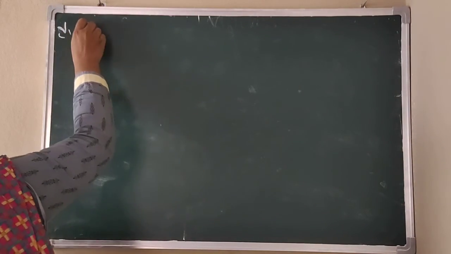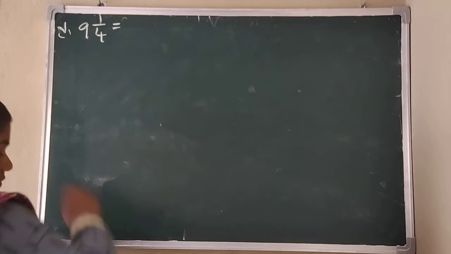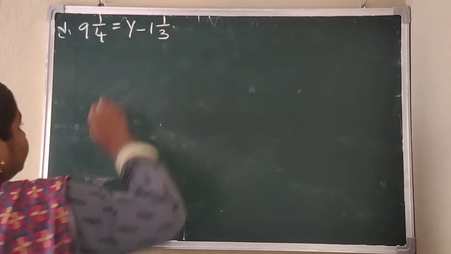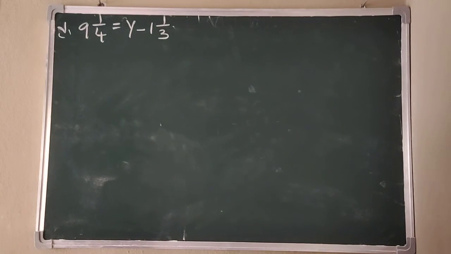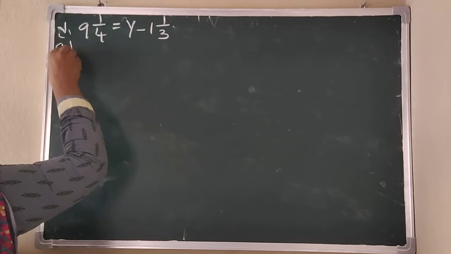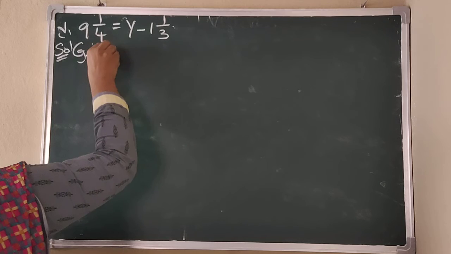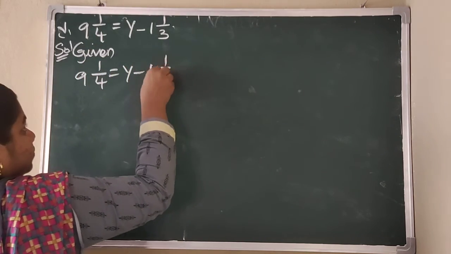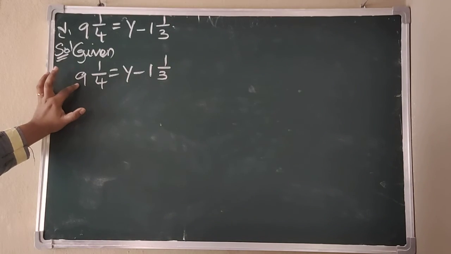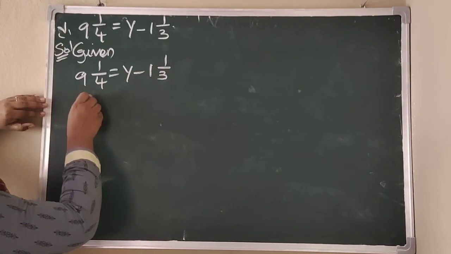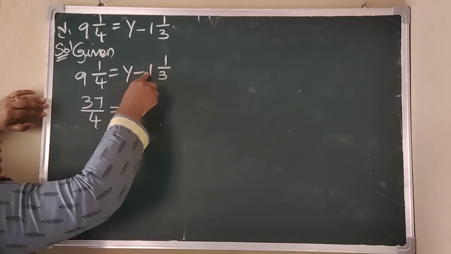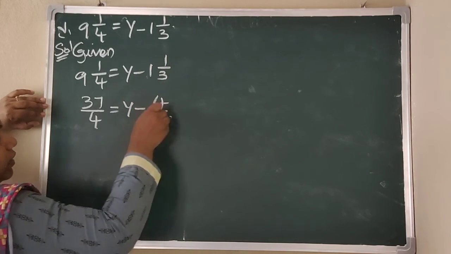9 1 by 4 is equal to y minus 1 1 by 3. So first we have to convert this mixed fraction into an improper fraction. So 4 9s are 36, 36 plus 1 will be 37. So 37 by 4 is equal to y minus 3 1s are 3, 3 plus 1 is 4, that is 4 by 3.